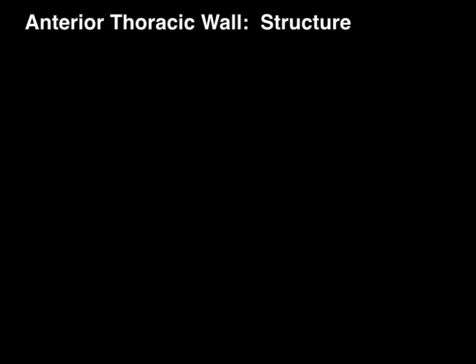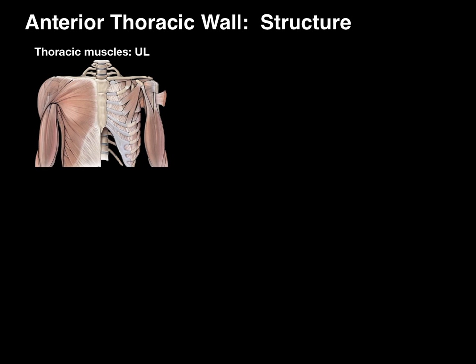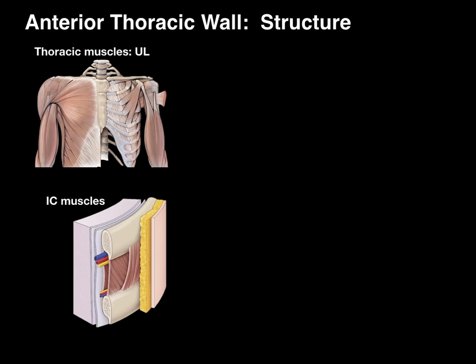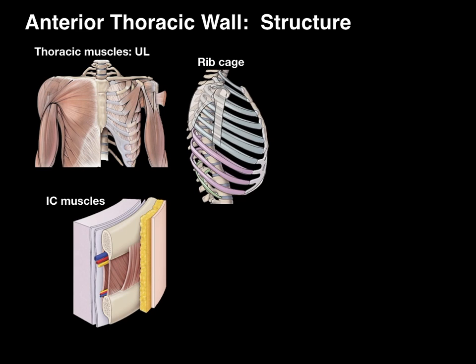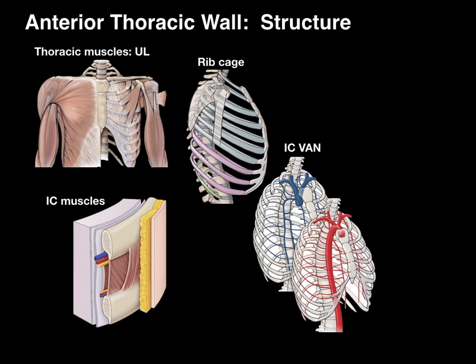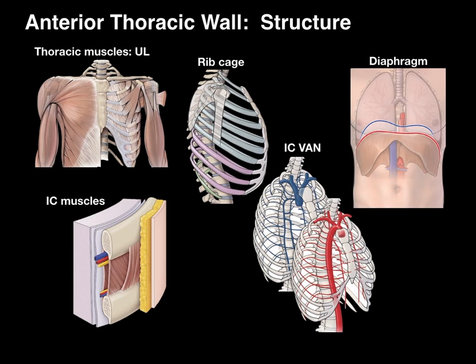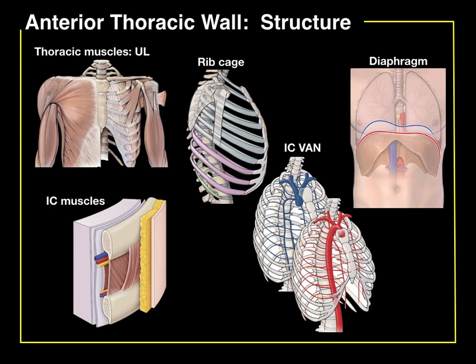So to review the anterior thoracic wall structure, we have thoracic wall muscles that act on the upper limb and intercostal muscles. We also have the rib cage and sternum that help provide the bony and cartilaginous structure. We have intercostal arteries, veins, and nerves. And we also have the diaphragm that helps for breathing. And that, my friend, is an overview of the anterior thoracic wall.